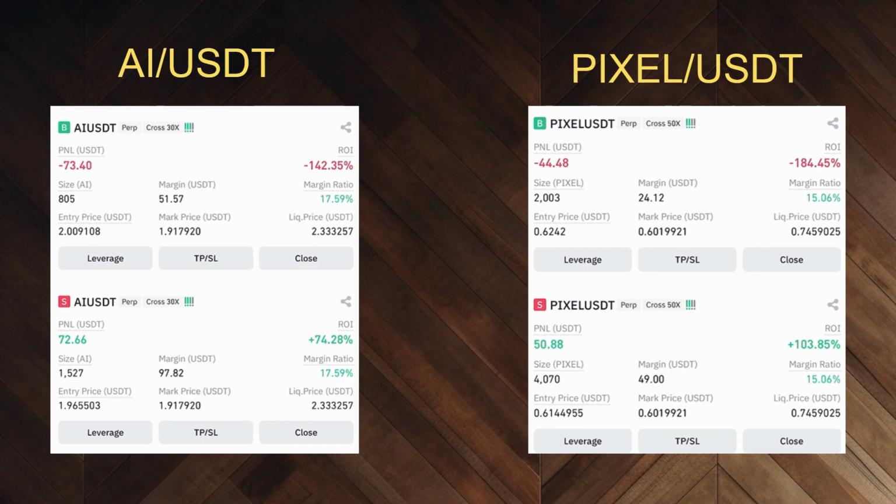A good example of these two here is Pixel. Here, I also canceled out my loss and I also made some profit after canceling out my loss. By the end of this tutorial, you're going to learn the different scenarios when you could cancel out, or when you should cancel out, your losses instead of waiting for the market to recover.